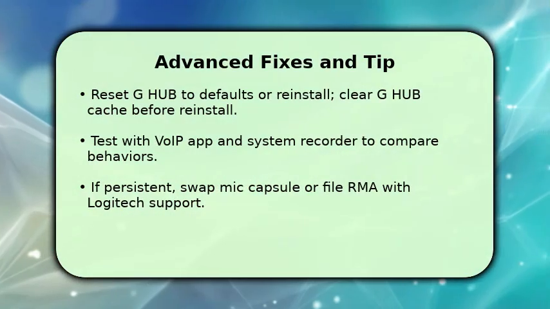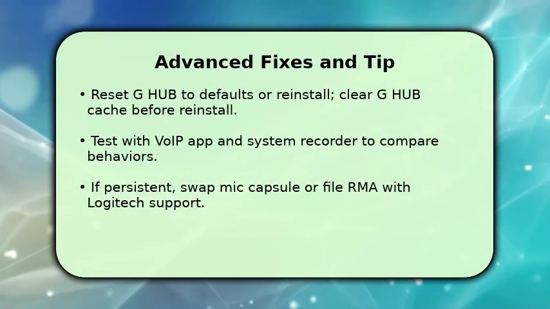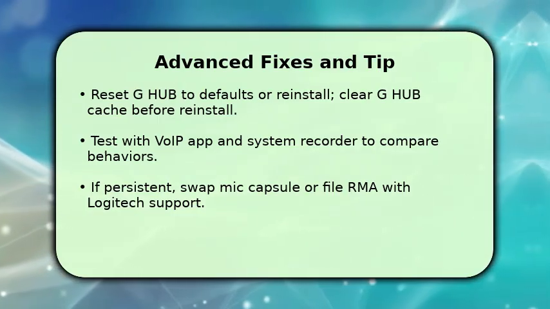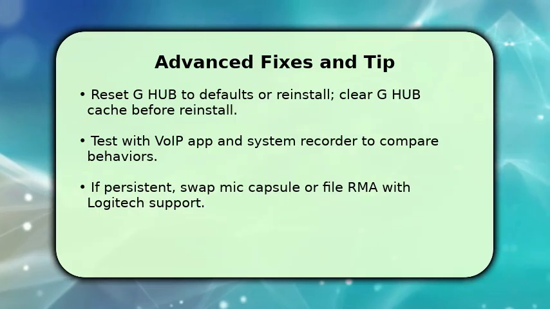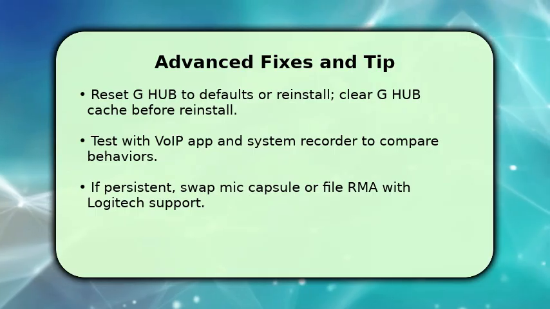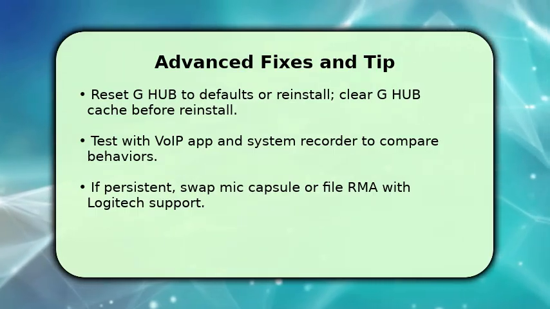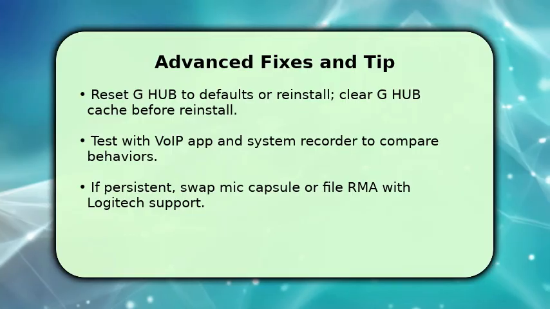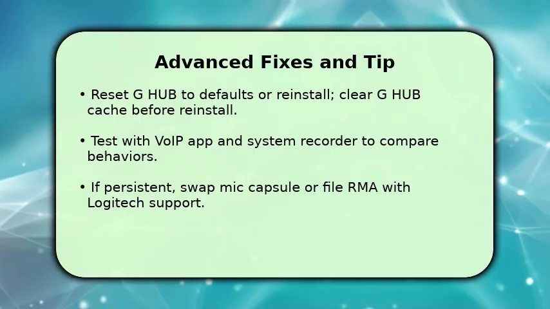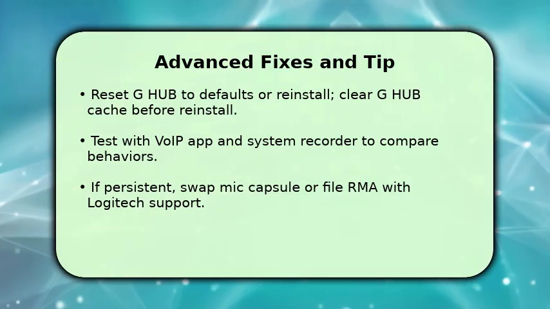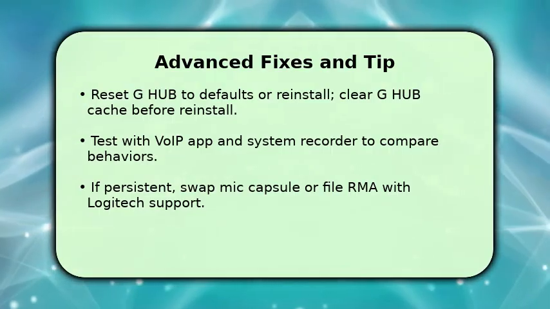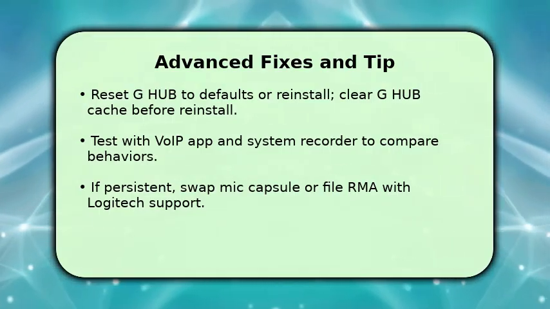Finish with advanced verification. Reset or reinstall GHUB after clearing its cache so corrupted profiles aren't the issue, and then test the mic in both a VoIP app and the system's sound recorder to compare behavior. If one app works and another doesn't, focus on app settings. If nothing records, try the spare mic capsule or alternate dongle if available. If replacing parts isn't possible or the headset still fails, prepare logs and start an RMA with Logitech support as your final step.